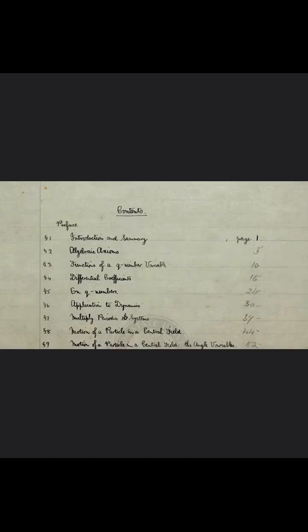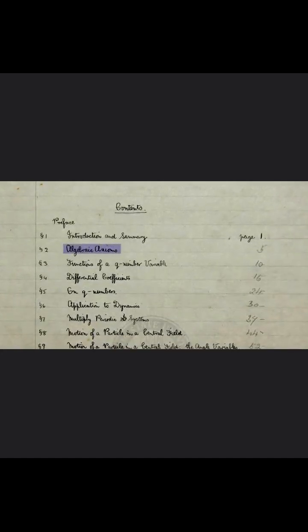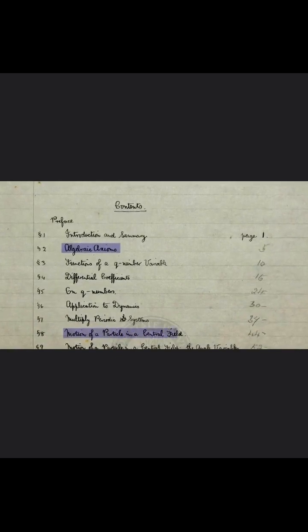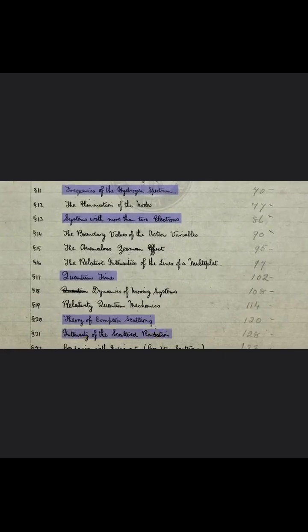The table of contents shows that the thesis covers ideas such as algebraic axioms, motion of a particle in a central field, frequencies of the hydrogen spectrum, systems with more than 2 electrons, quantum time, theory of Compton scattering, and intensity of scattered radiation. These are all key ideas that you would still expect to see in any quantum mechanics textbook today. Throughout his thesis, Dirac lays the groundwork for a new mathematical approach to quantum mechanics.